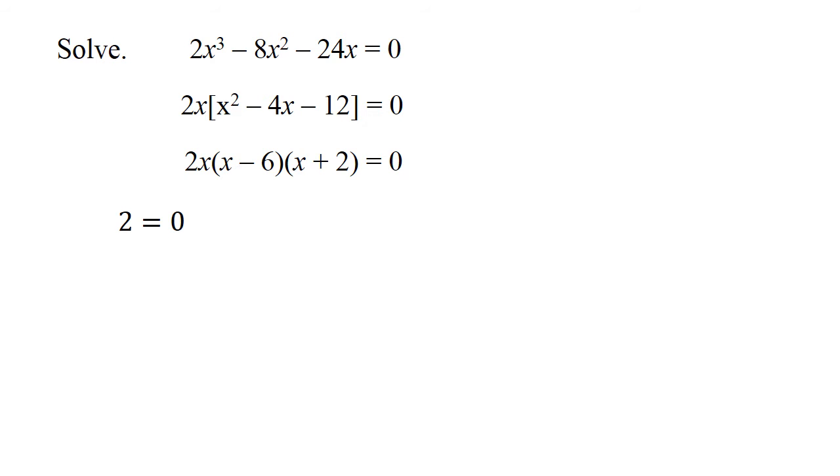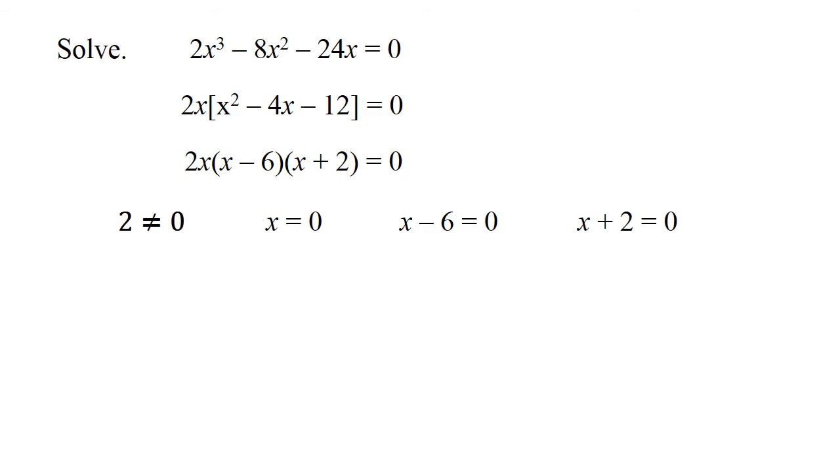So maybe 2 equals 0. Maybe x equals 0. Maybe x minus 6 equals 0. Or maybe x plus 2 equals 0. Well, pretty obviously, 2 cannot be 0. That doesn't make sense. 2 is 2. But x can be 0.